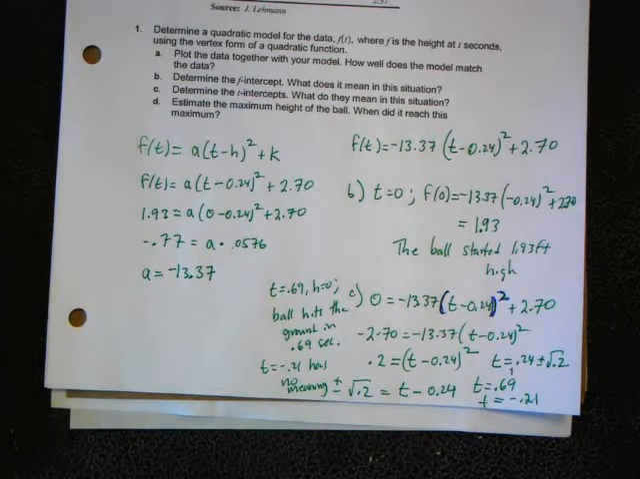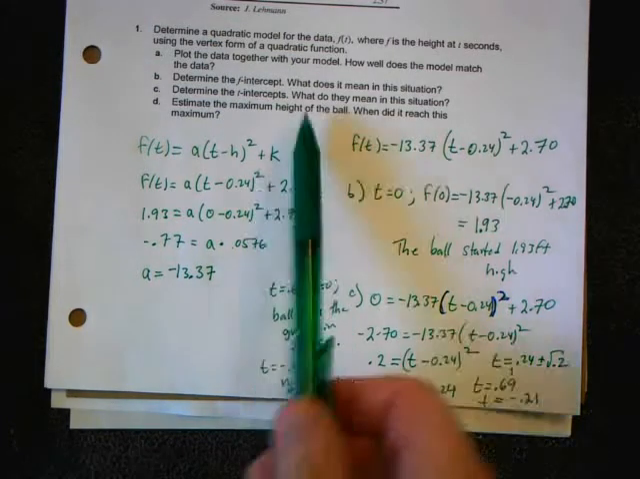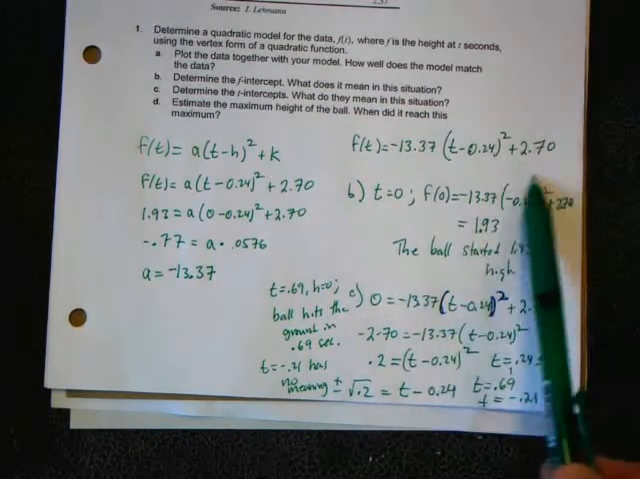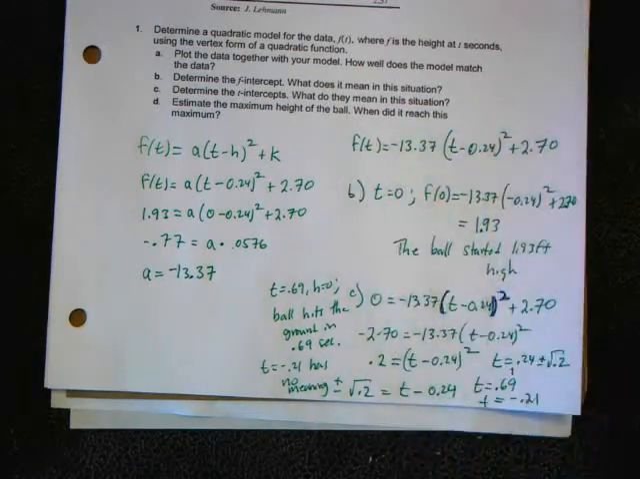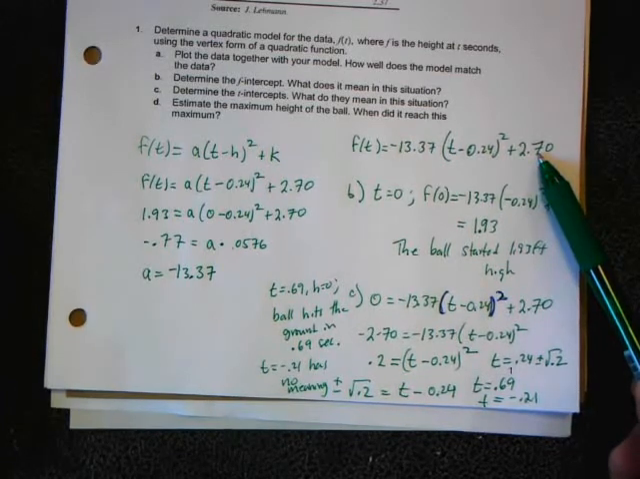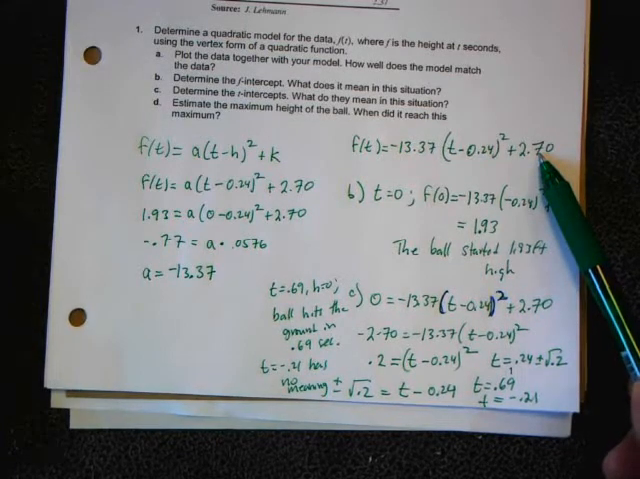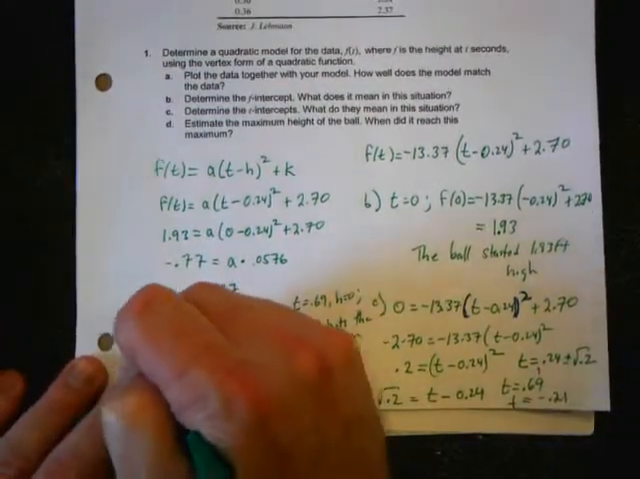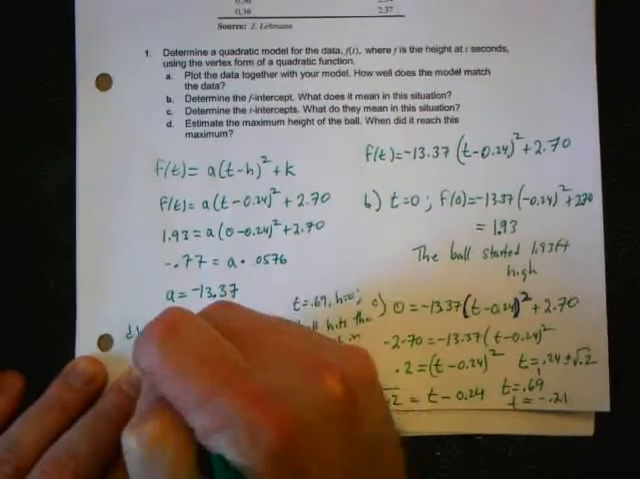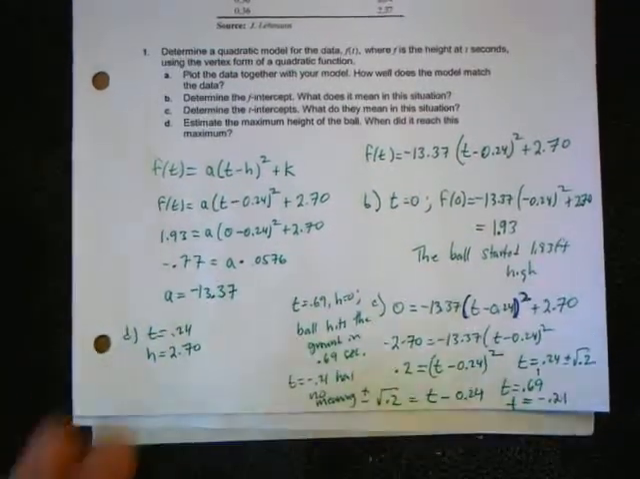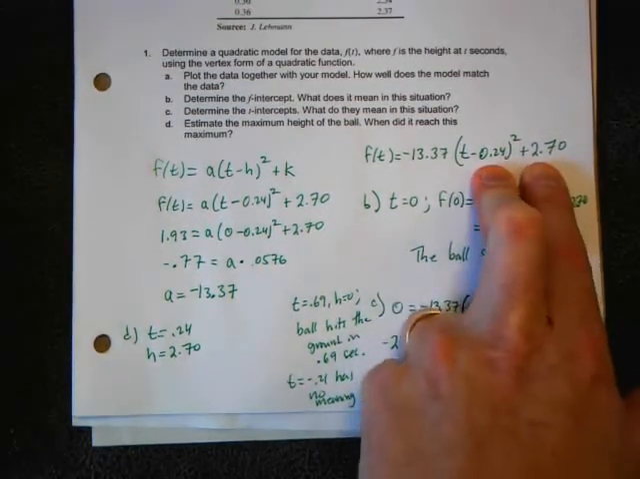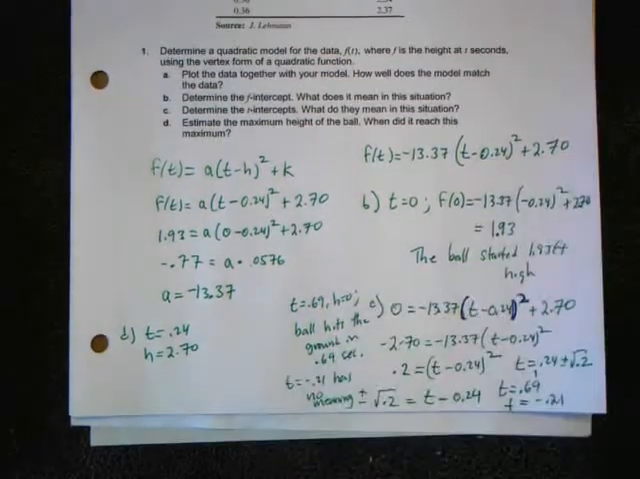Finally, part D. Part D is the easiest part, I think. Estimate the maximum height of the ball. So according to our equation, when and where is the maximum height? The maximum height is 2.7, and it happened at what time? 0.24 seconds. So in this case, part D, t is 0.24, h is 2.70. Because it's the vertex. And this equation is written exactly in vertex form. There's our x, there's our y.